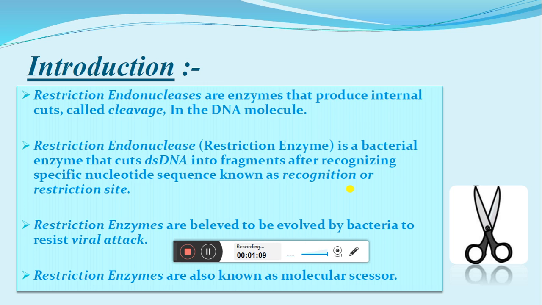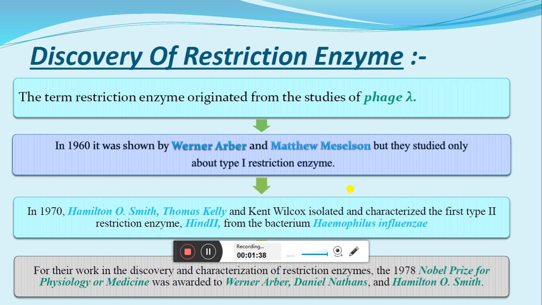Restriction enzymes are believed to be evolved by the bacteria to resist foreign attack. So the bacterial cell has its own immune system, or defense system, against foreign particles. Meaning that these restriction enzymes play an important role in resisting attacks on the bacterial cell. So restriction enzymes are also known as the molecular scissors.